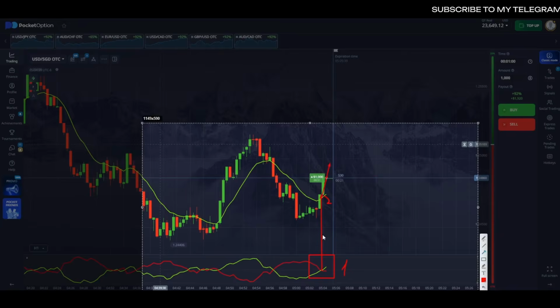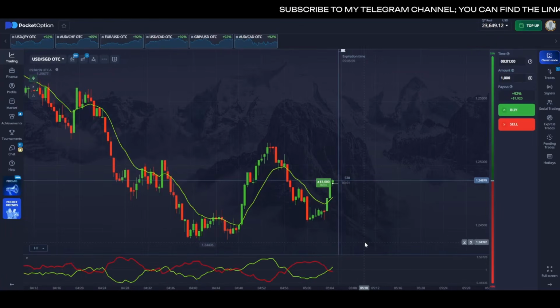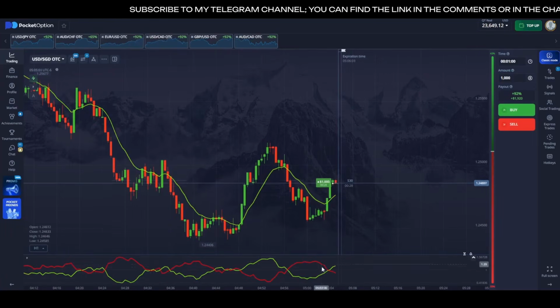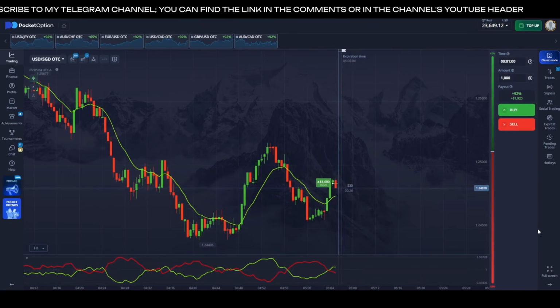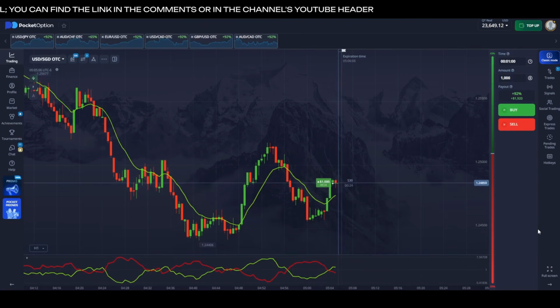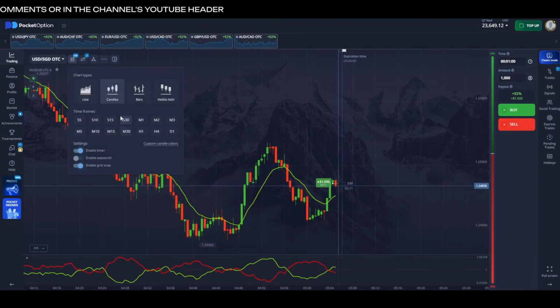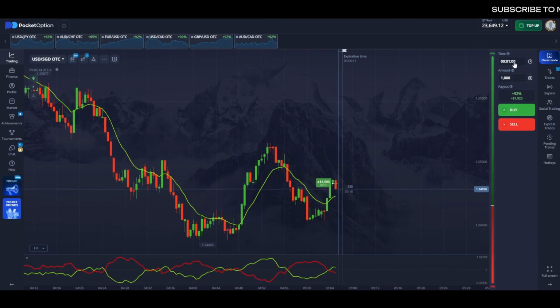So as I said, there's nothing complicated about this. Cross over the lines, check the price, open the trade. That's it. There's absolutely nothing complicated about it. For market settings, you can use 30-second Japanese candlesticks and a 1-minute trade.